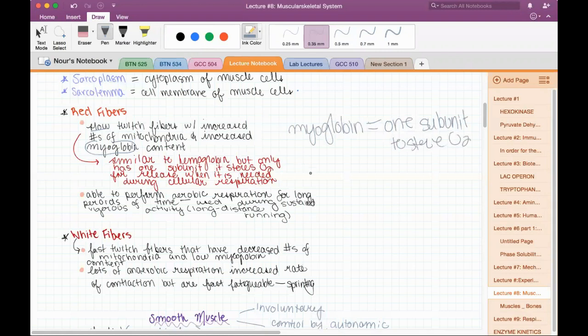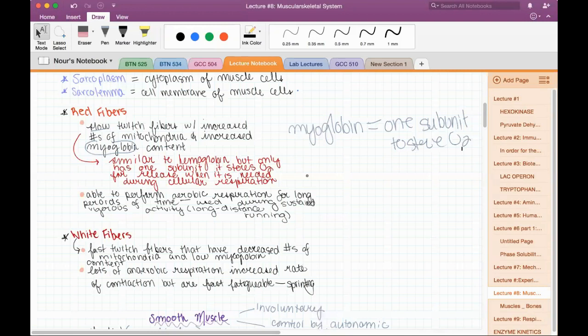So if there's increased myoglobin, that means there's more oxygen, so it's more red, right? Because remember what I told you yesterday, if you had a hypoxia, your skin looks bluish. That's why when you see people who've been suffocated, you see their skin going blue because those areas have deoxygenation, right? So if they're red fibers, it makes sense that they have increased myoglobin because then there's more O2 around.